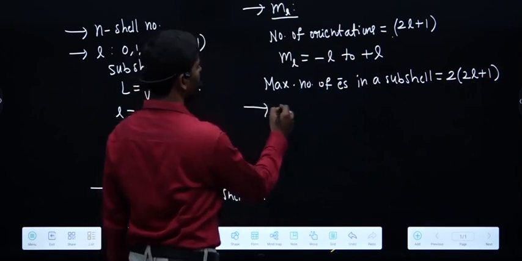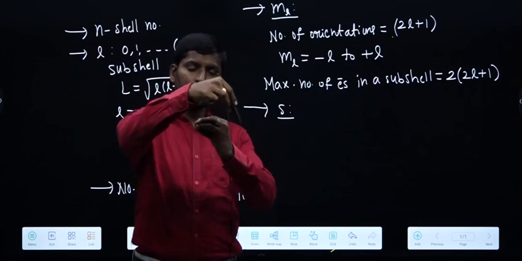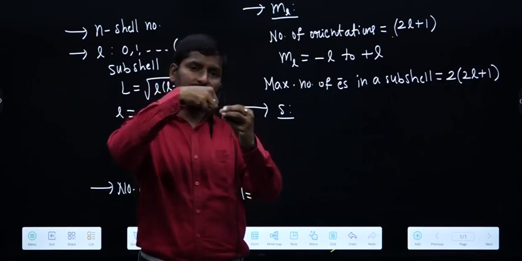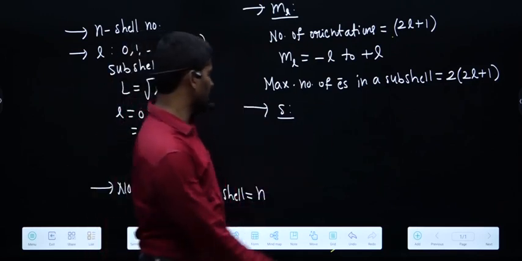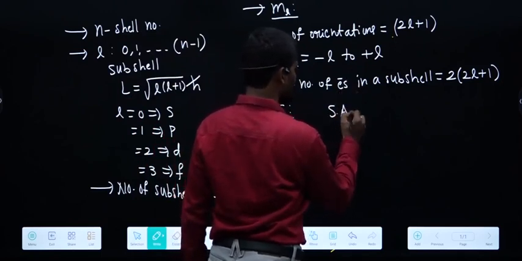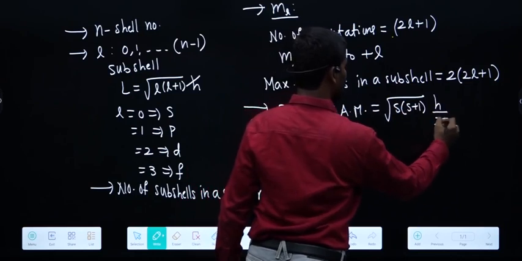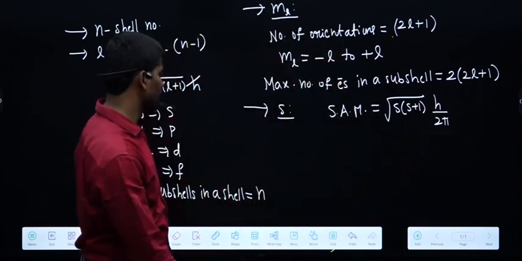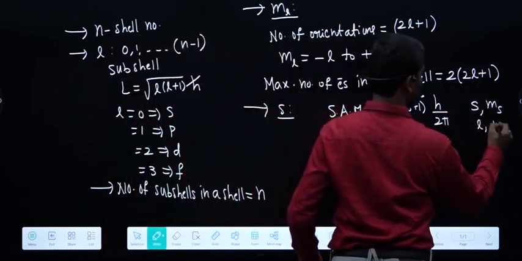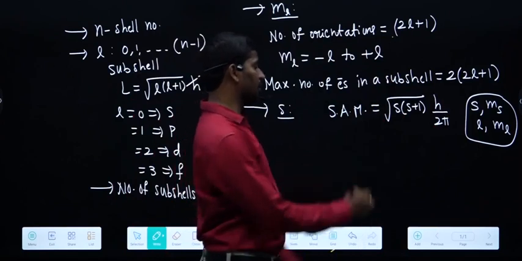Next one, spin quantum number. The electron which is moving around the nucleus also moves with respect to its own axis. So the electron possesses intrinsic spin angular momentum that is given by the spin quantum number. Spin angular momentum is equal to square root of s into s plus 1 times h by 2 pi. s and ms are similar to l and ml.